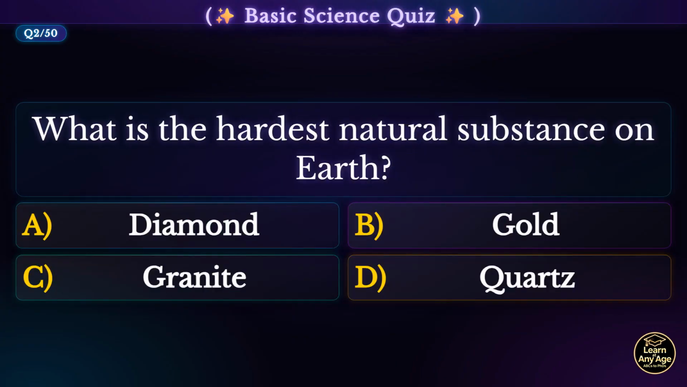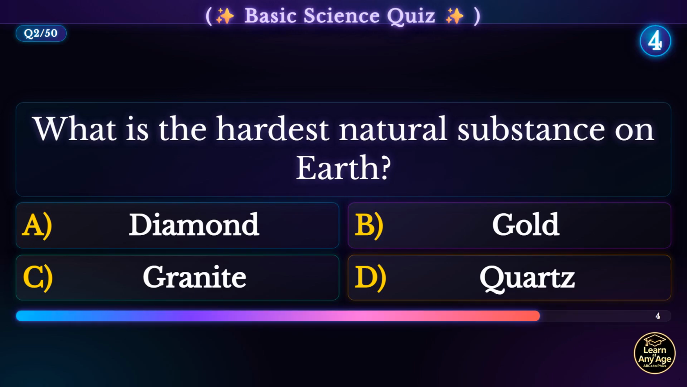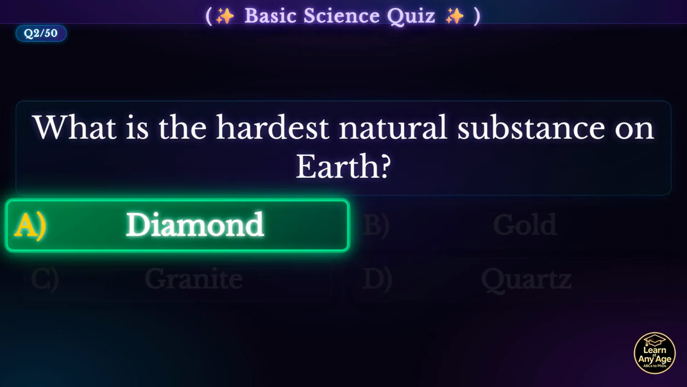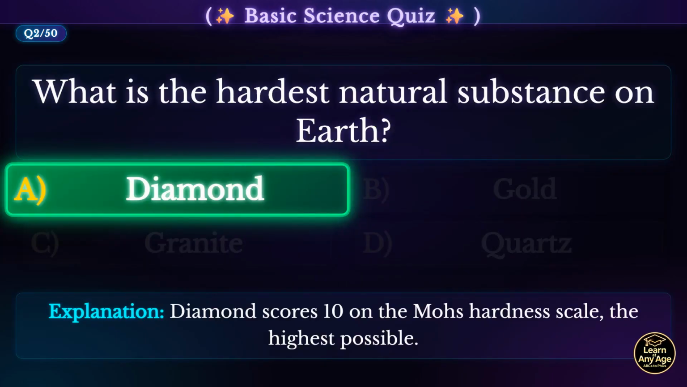What is the hardest natural substance on Earth? Diamond, gold, granite, quartz. Diamond. Diamond scores 10 on the Mohs hardness scale, the highest possible.